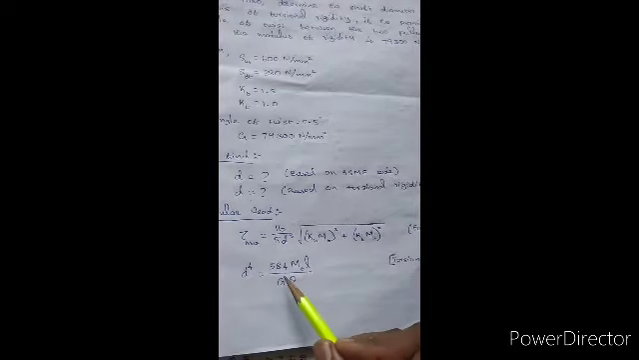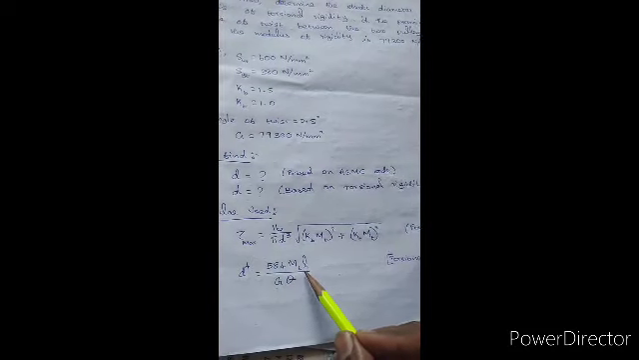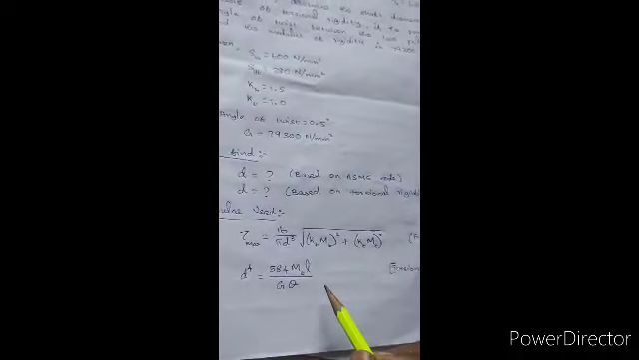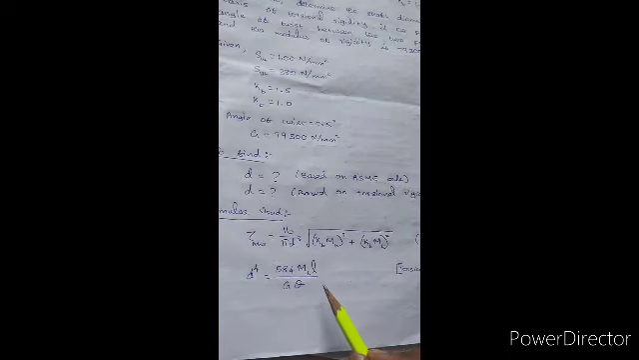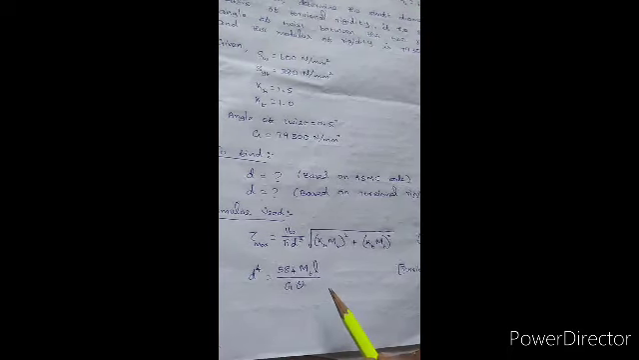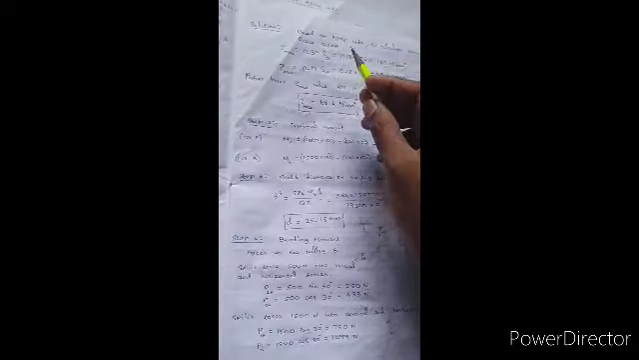Next formula is for the torsional rigidity method. For the torsional rigidity method, the formula is D power 4 equal to 584 into MT into L divided by G into theta. Now we will move to the solution.